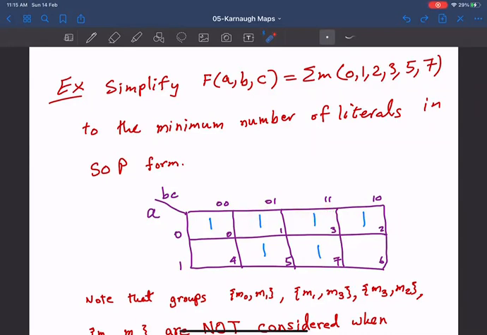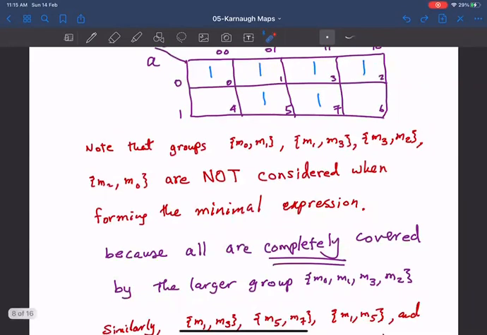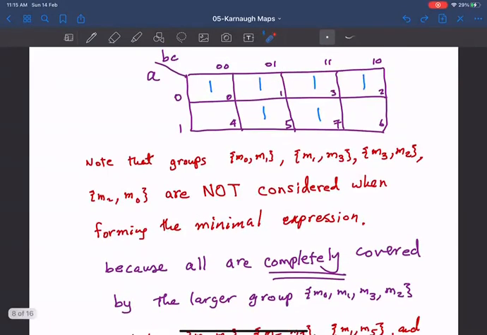Okay, all right, do you see that? Any question? So the only 2 groups that we have is this big group and this big group. Notice that there is a double covering here of these 2 ones or minterms, but that's fine because we are using it to our advantage.